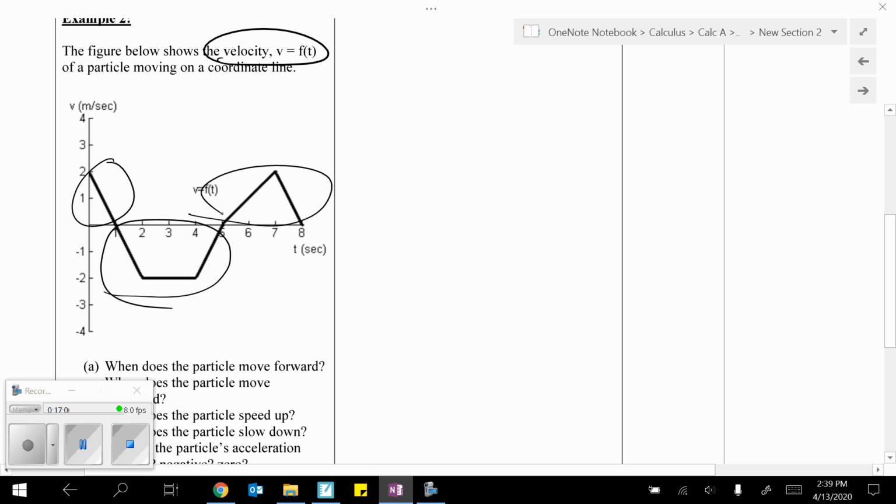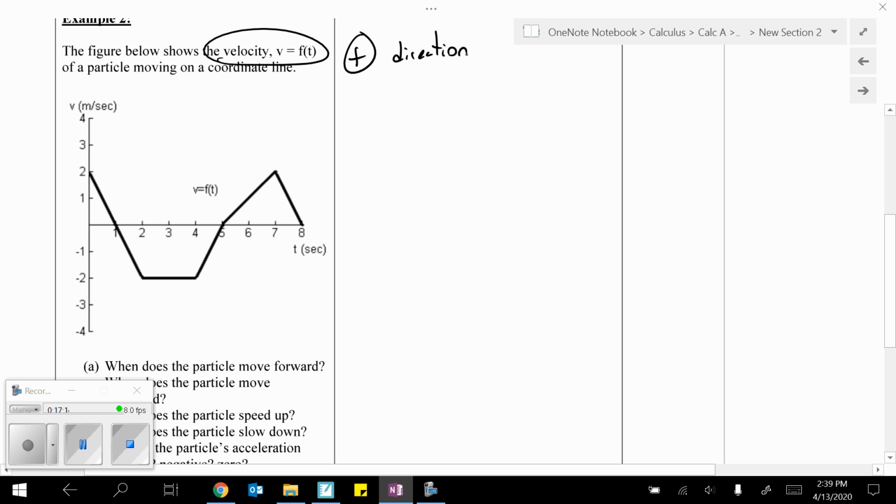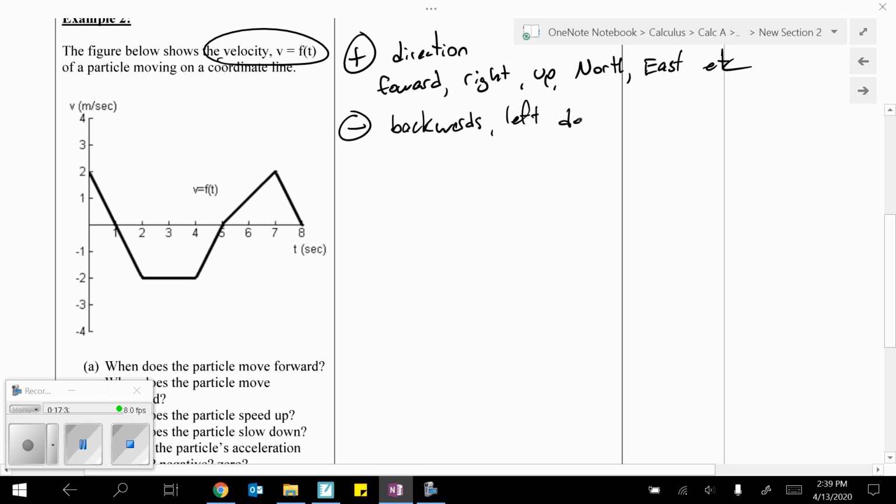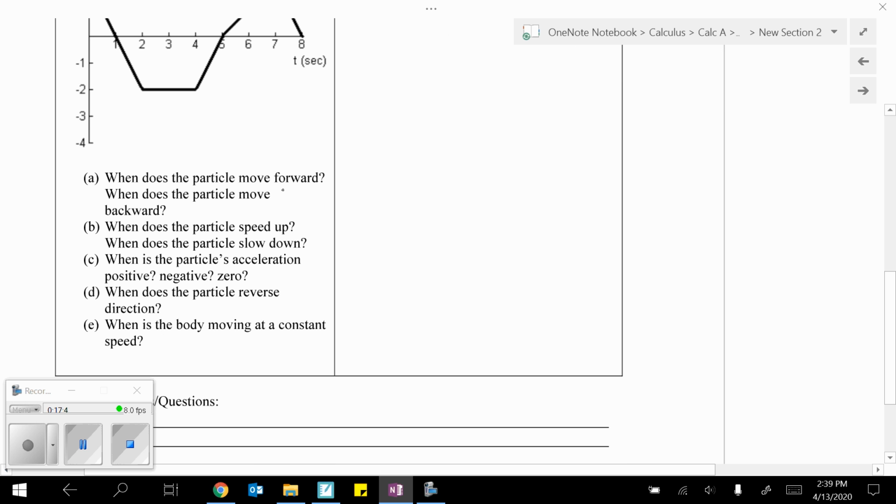Typically, the positive direction in calculus means things like forward, right, up, north, east, etc. Directions like that. The negative direction typically means back, well, the opposite of all those. So backwards, left, down, south, west, etc. So like you'll see in these questions, I'm asking forward, backwards, speed up, slow down, and so on. The forwards and backwards, forward, give me the positive stuff, negative, give me the backwards stuff.